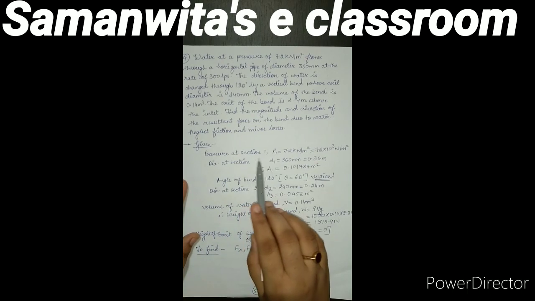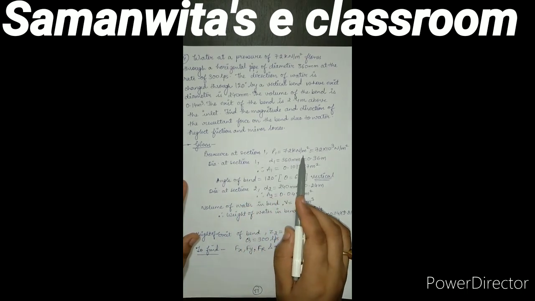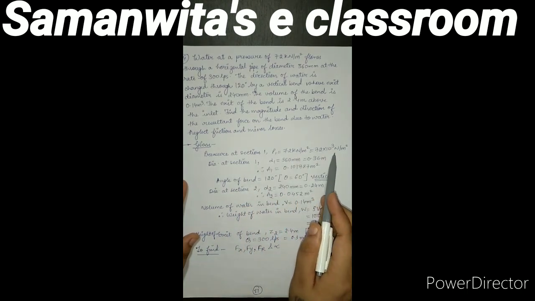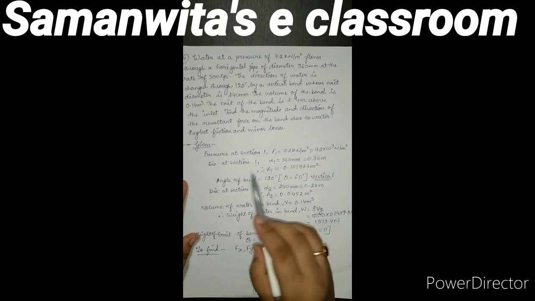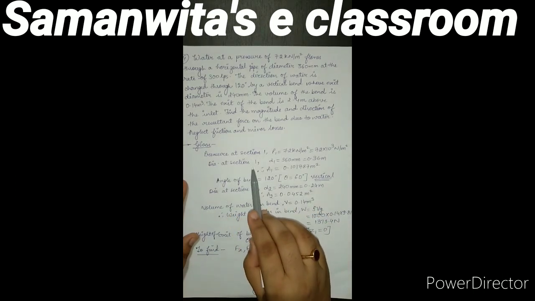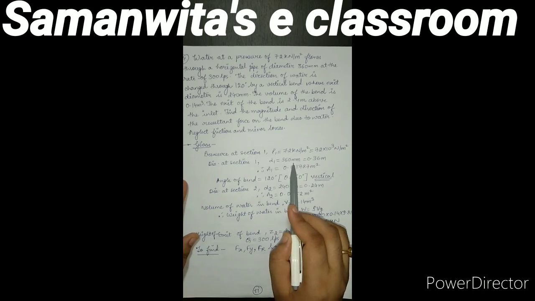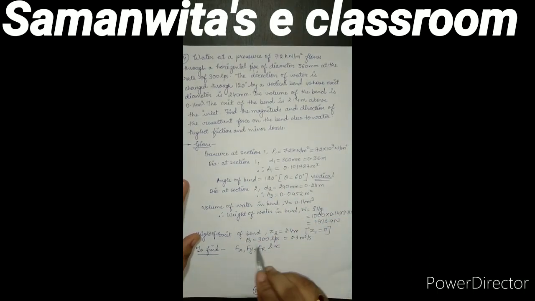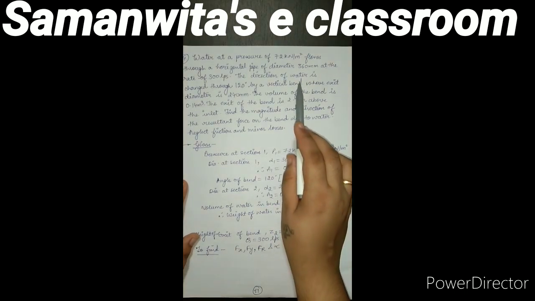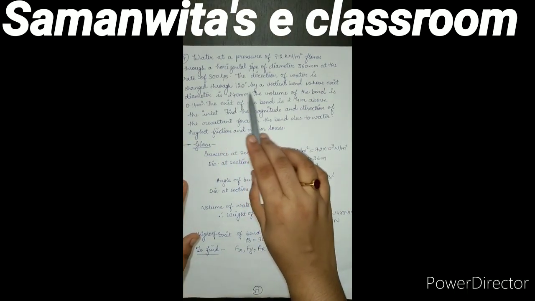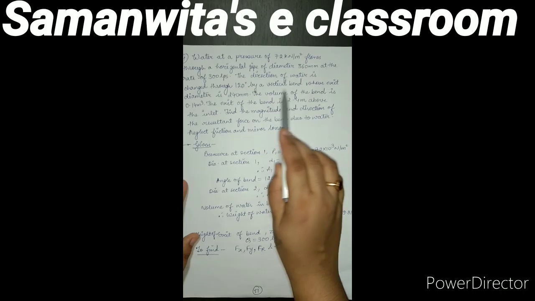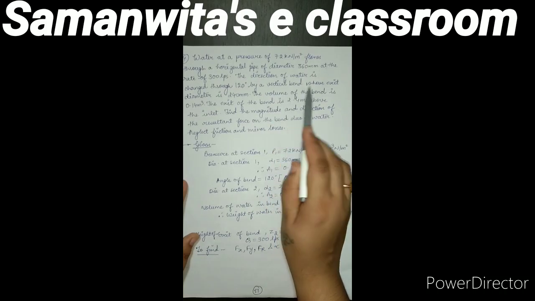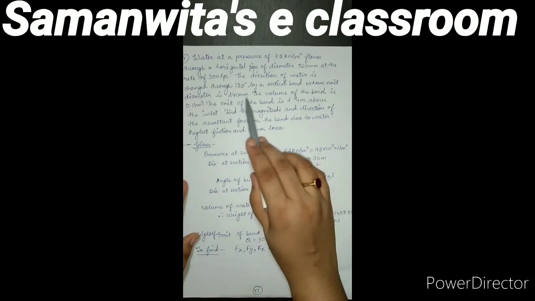So the pressure at section 1 is 72 kilonewton per meter square, which I have converted into Newton per meter square. Diameter of section 1 is given as 360 mm, which is 0.36 meter. The value of Q is given as 300 liters per second, which is 0.3 meter cube per second. The direction of water is changed through 120 degree by a vertical bend. This tells me that this question is a vertical bend whose exit diameter is 240 mm.